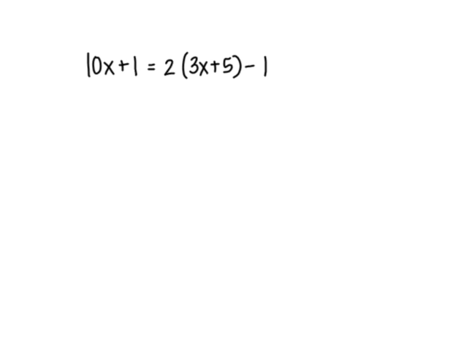My next problem is 10x plus 1 equals 2 times 3x plus 5 minus 1. What I have to do first with this equation is I have to distribute. So I'm going to distribute the 2 all the way through the set of parentheses. So I get 10x plus 1 equals 6x plus 10 minus 1.